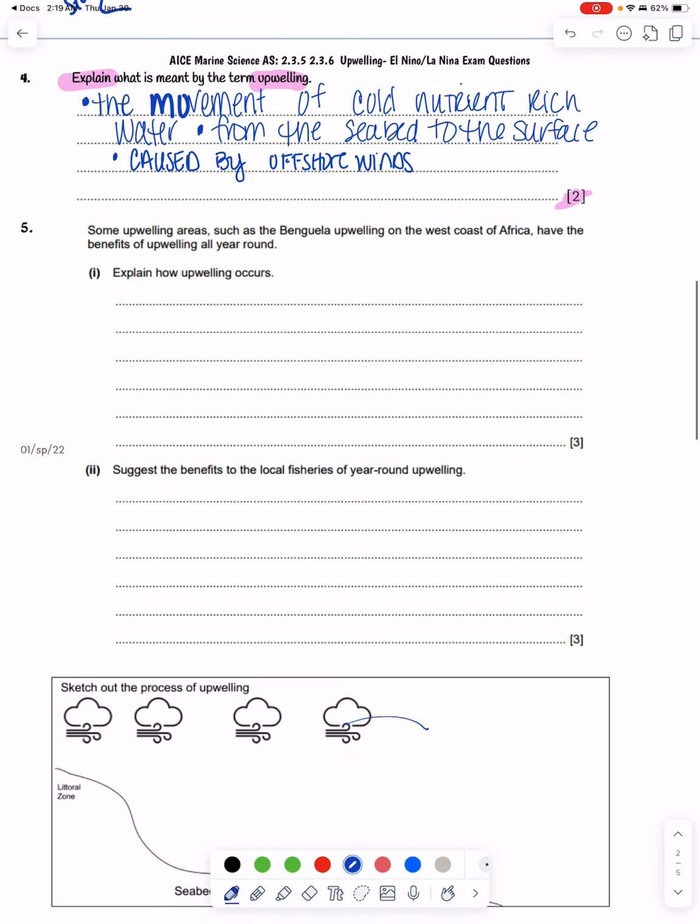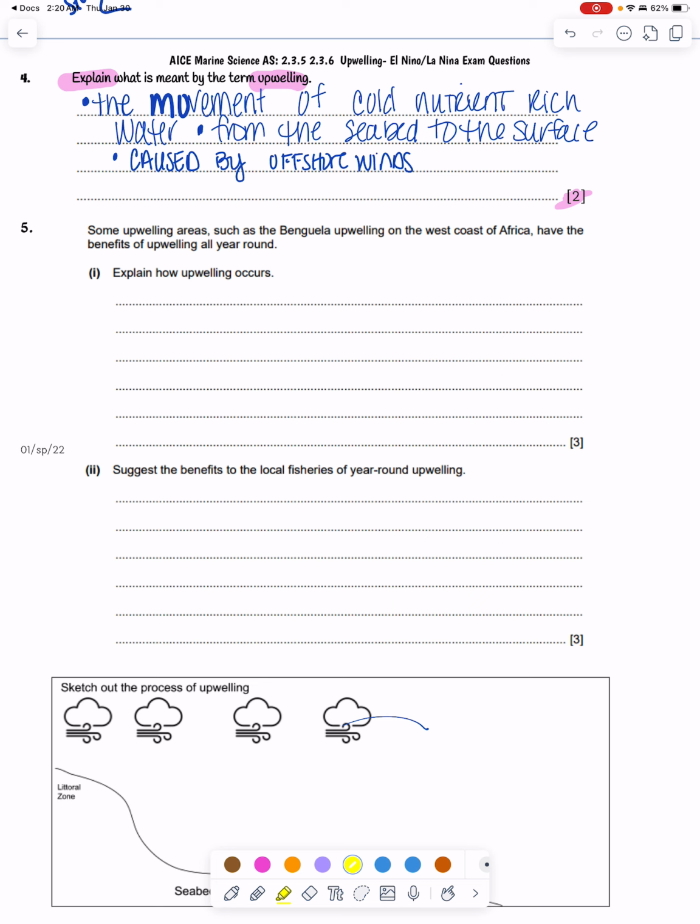Okay, moving on to the next page. Off the coast of Africa, the west coast of Africa, is the Benguela Current, similar to the Humboldt Current, but different continent. This question is also going to be very similar to one we just did. So upwelling areas like the Benguela upwelling on the west coast of Africa have benefits of upwelling all year round. Explain how upwelling is going to occur. So if you're thinking about what you just wrote about, this is going to be supporting that.